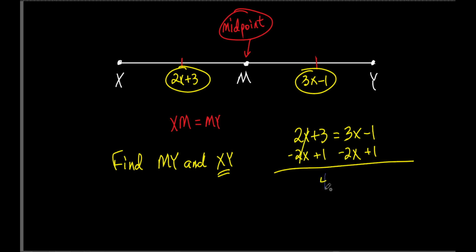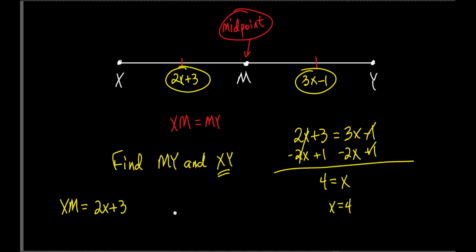3 plus 1 is 4. What's 3x minus 2x? 3 minus 2. Come on. 1x, right? Okay, and that cancels. So what's x equal to? It's x is equal to 4. Is that what I asked for, though? Well, I didn't ask for anything. Let's do this. Let's find XM, and let's find MY, and then let's find XY. Let's find all 3 of them. So how would I find XM? What's XM equal to?